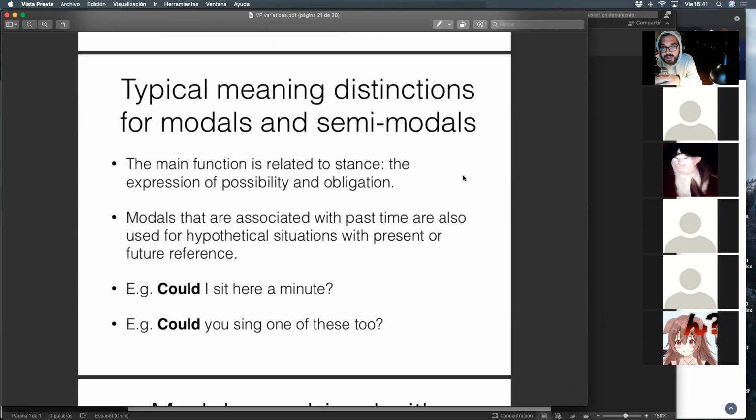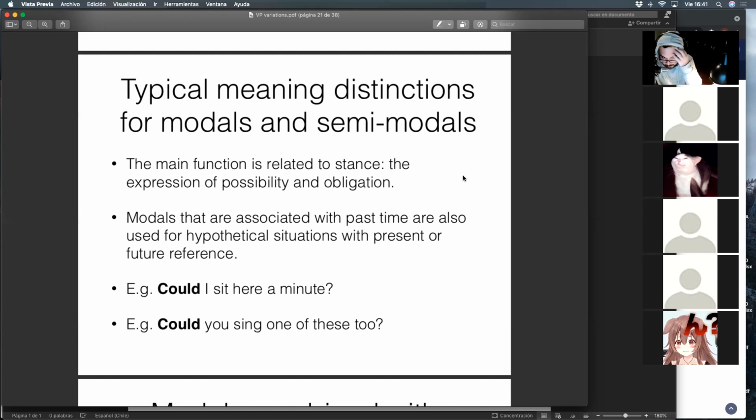The main function is related to stance, that is to say, the expression of possibility and obligation. So I would say that modal verbs are more related to the idea of obligation in a continuum than to the idea of time, which means that there are going to be modal verbs which are more certain than others. So, for example, if you say could, it's less certain than saying, I don't know, must, right? Must would be the top of it.